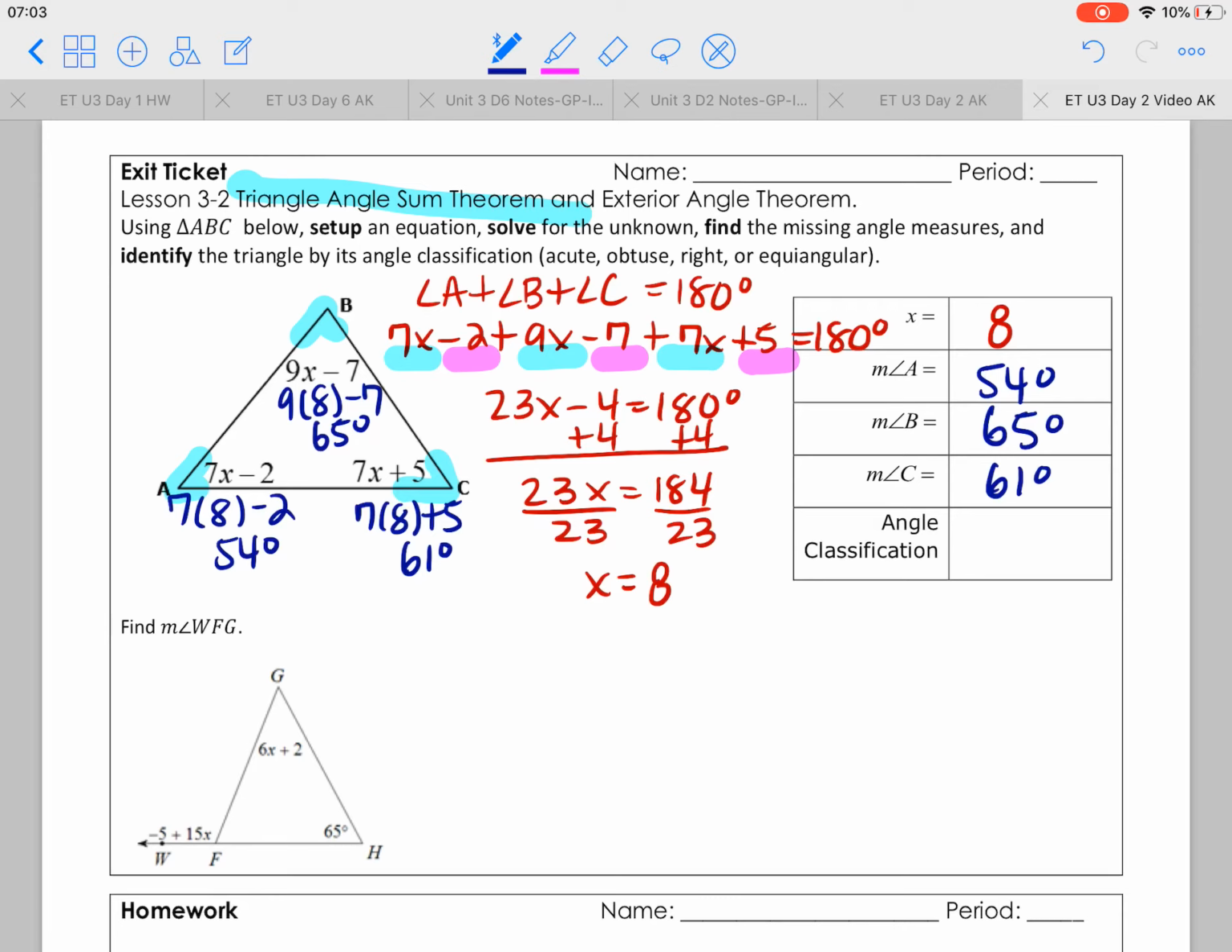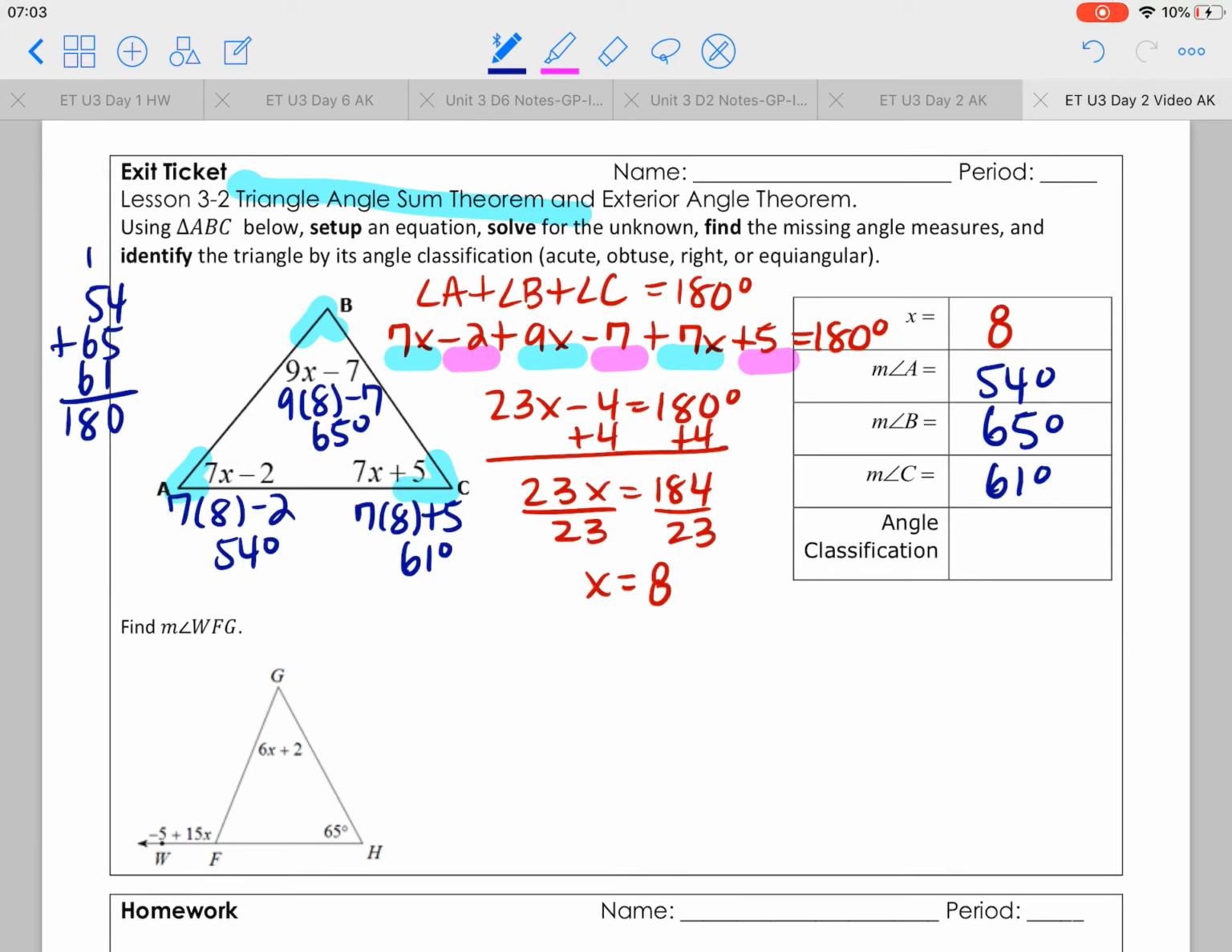Here, guys, it's super important to check for the reasonableness of our answers. I'm going to ask you to always add all of the angles. So 54 plus 65 plus 61, and check that in fact it gives you 180 degrees. 4 plus 5 plus 1 gives me 10. And then 6 plus 6 is 12, plus 6 gives me 18. So this is correct for this specific problem.